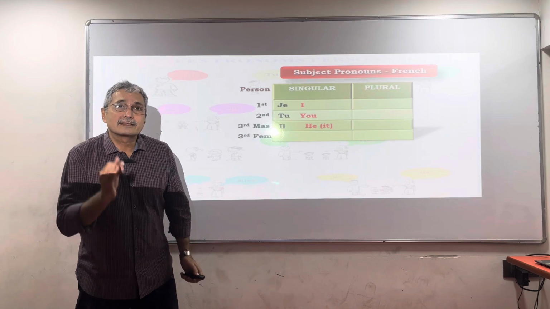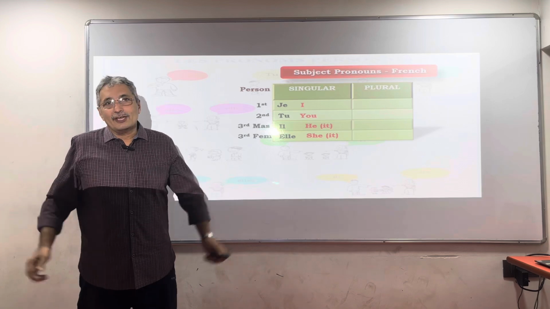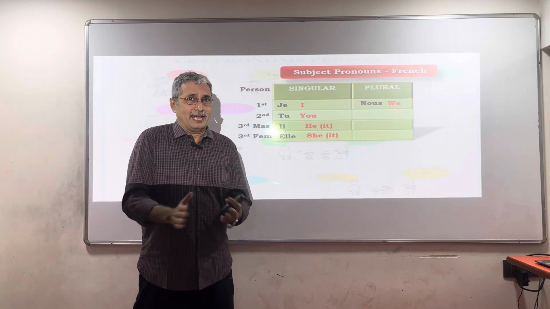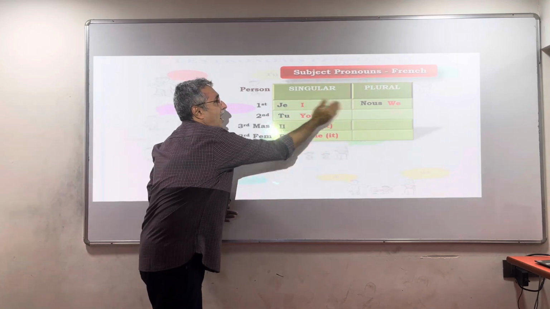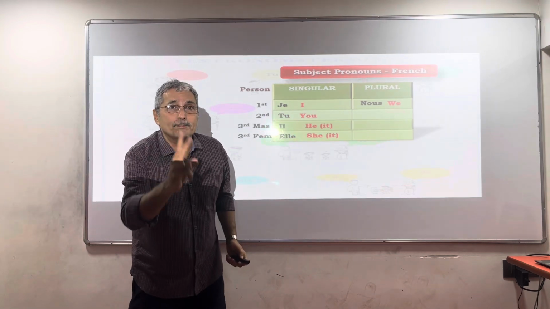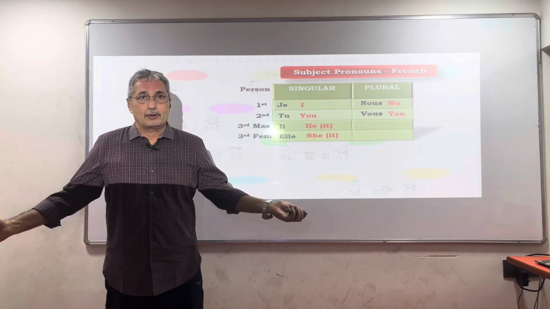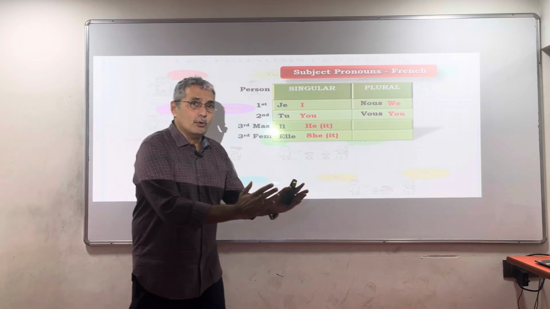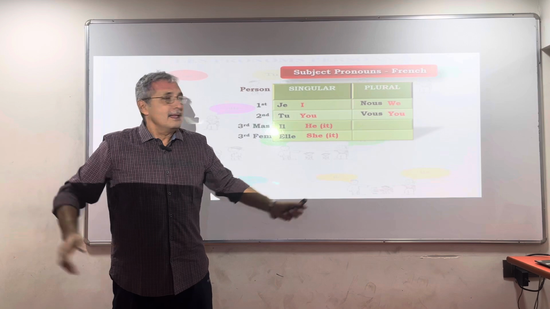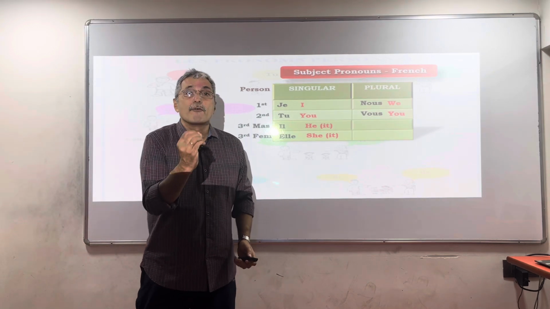Third person singular feminine, elle in French, in English, she or it. First person plural, in French, nous, in English, we, exactly the plural of I, we, the plural of je, nous. Second person plural, in English you don't really have a second person plural for the subject pronoun. It's you, whether I'm speaking to one person, or it's you, whether I'm speaking to many. But in French, you have a second person plural, which is vous.